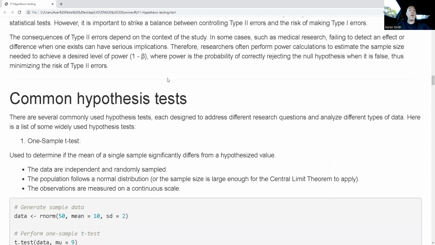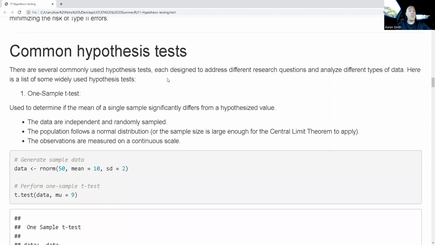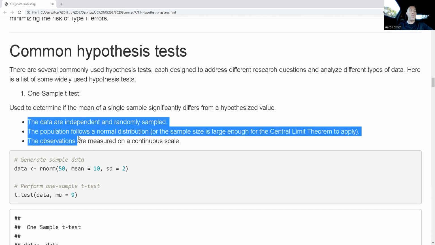All right, so now let's talk about common hypothesis tests. There are tons and tons and tons of hypothesis tests. I'm going to go over the most common ones. So there's the one sample t-test. This is used to determine if the mean of a single sample significantly differs from a hypothesized value. Now, there are assumptions here. I'm not going to read these out.